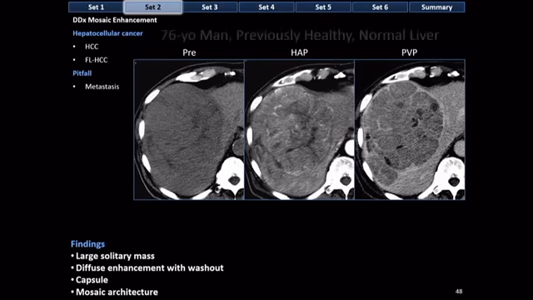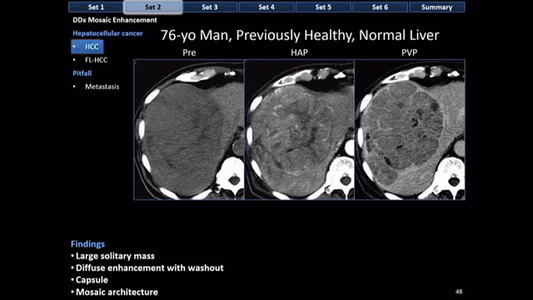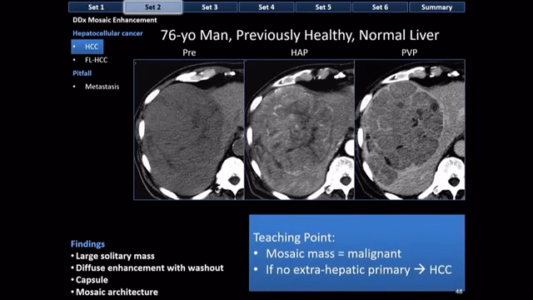So that's the key teaching point. In this case, this is most likely an HCC because the patient is previously healthy, he's elderly, he has no cancer outside the liver, so HCC is the most likely diagnosis. But the teaching point is that mosaic masses are malignant. And if there's no extrahepatic primary, think HCC.